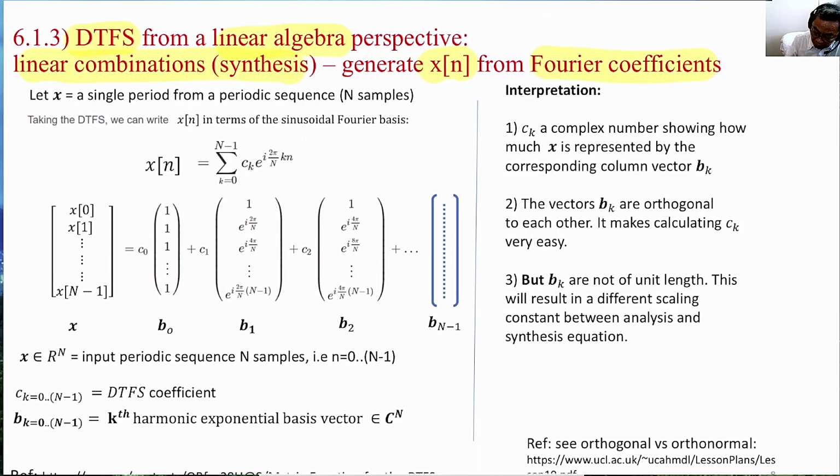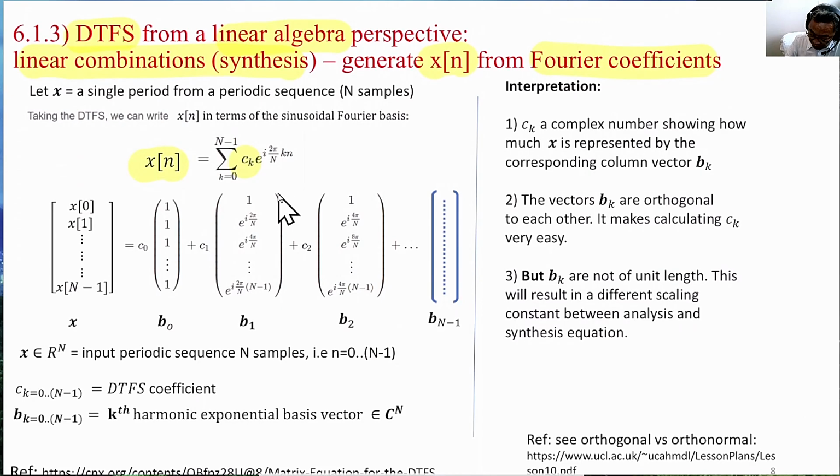Welcome back. This is 6.1.3. We'll now study DTFS from a linear algebra perspective. We'll study the synthesis equation. That means we want to construct x[n] from c_k. This is the synthesis equation.